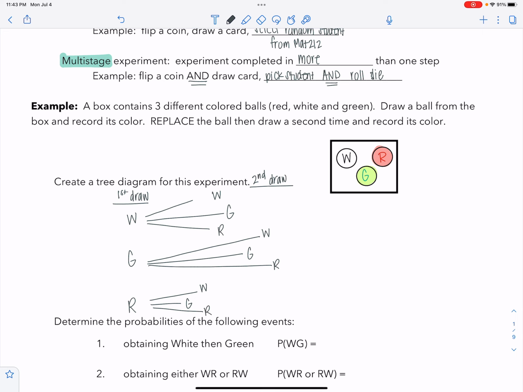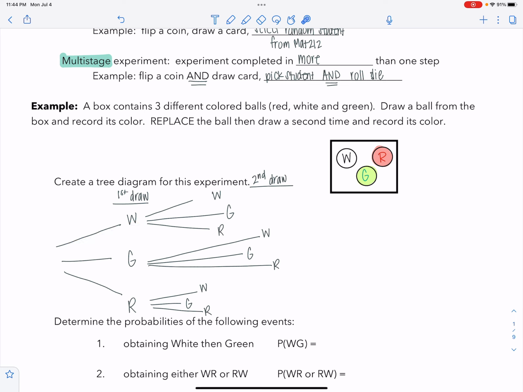And so my tree diagram would show those possible outcomes. What that means is I could draw white, then white. I could draw white, then green. I could draw white, then red, and so on.